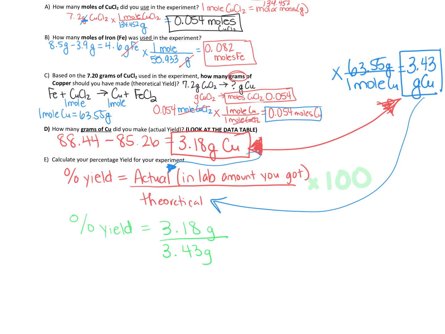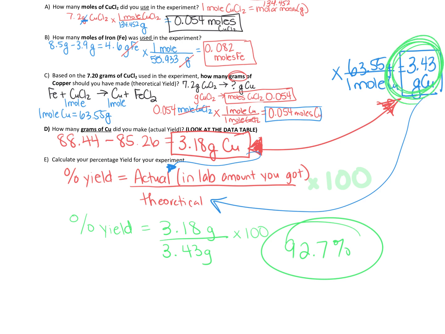Then we take that and multiply it by 100 so that we get it in a percentage. So we should get a 92.7% yield. That means that we were pretty close to what we were supposed to get. Think about this: we were supposed to get 3.43 grams, and the amount that we actually got was 3.18 grams. Those two numbers are pretty close to each other. We're almost at 100% there.